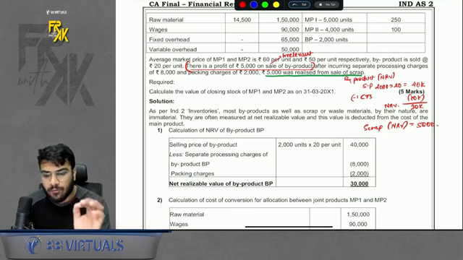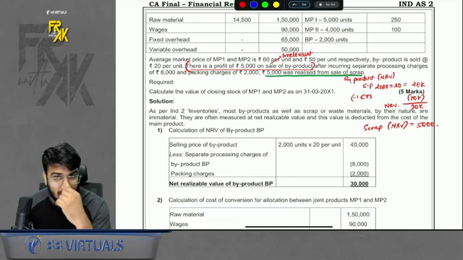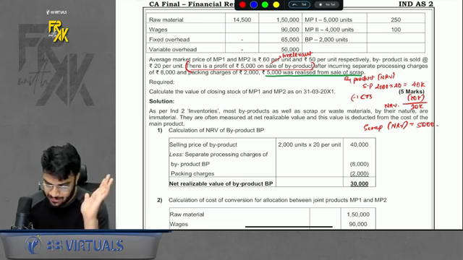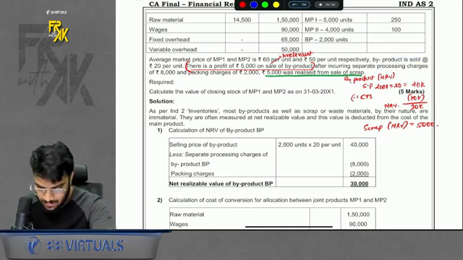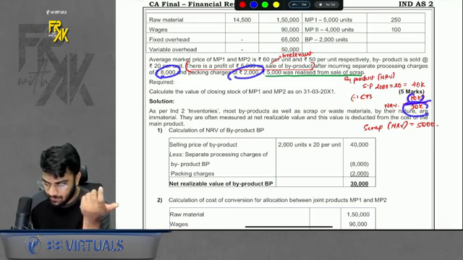The amount of profit on byproduct is irrelevant. I want the NRV of byproduct, right? So what is NRV? Selling price minus whatever the cost to sell is there. So cost to sell is given. It is given how much? It is given 8,000 and 2,000. So I will reduce it. Total 10,000 I will reduce. I will get NRV of 30,000.